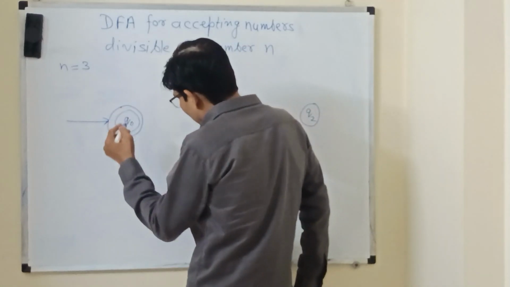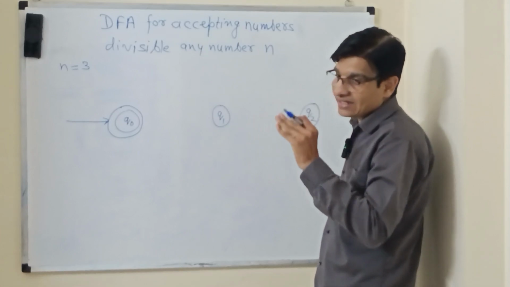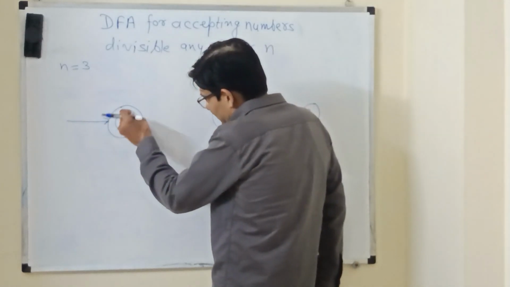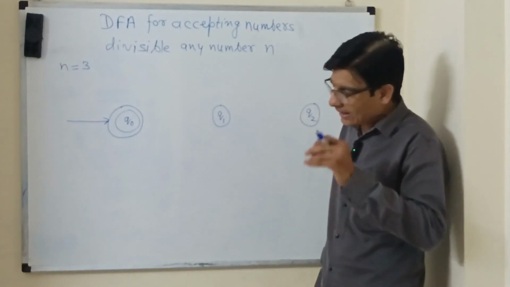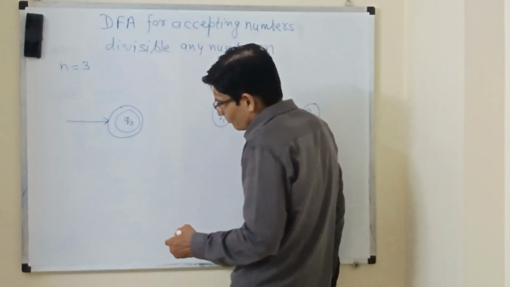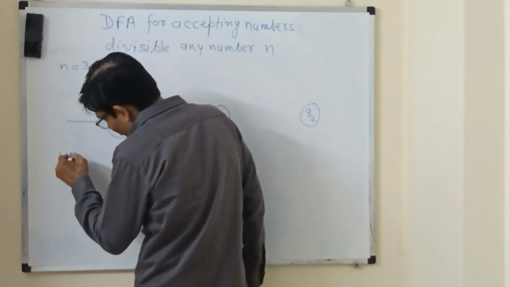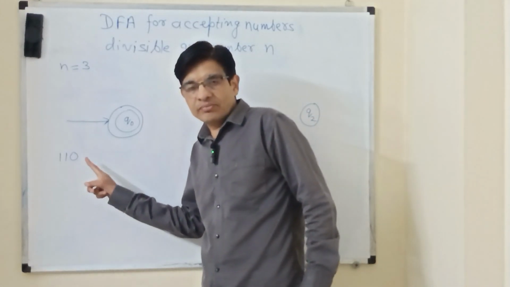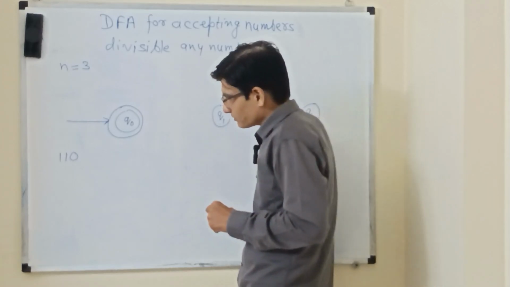So how will we proceed to make a DFA for binary numbers divisible by 3? First we can take any number that is divisible by 3, and then we can create transitions from this state. So let's take a number divisible by 3. That would be 110. This is binary 110, and the decimal equivalent of this number is 6, and 6 is divisible by 3.